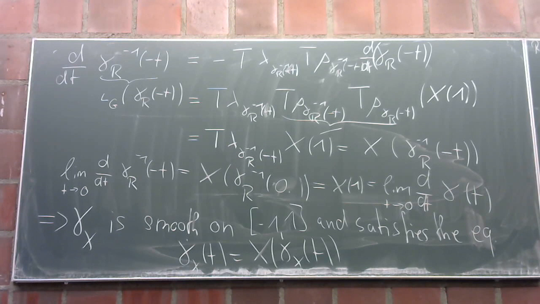So all of the hassle was basically to extend this curve to an open interval which contains the initial value in its interior, because now comes the classical extension argument: if you can solve this flow equation on the interval from minus 1 to 1, then you can extend this to a solution on all of the reals.